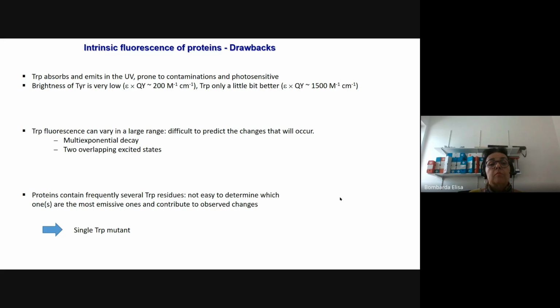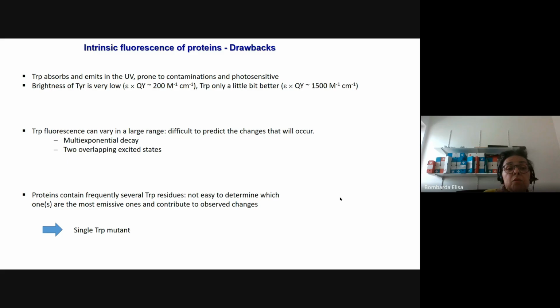Okay, so intrinsic fluorescence seems actually quite good, because we have the feeling that we change very little or maybe not at all our system. But it has some drawbacks. Tryptophan absorbs and emits in the UV and is prone to contamination and is photosensitive. Then, for example, the UV is not very amenable to study in the cell.